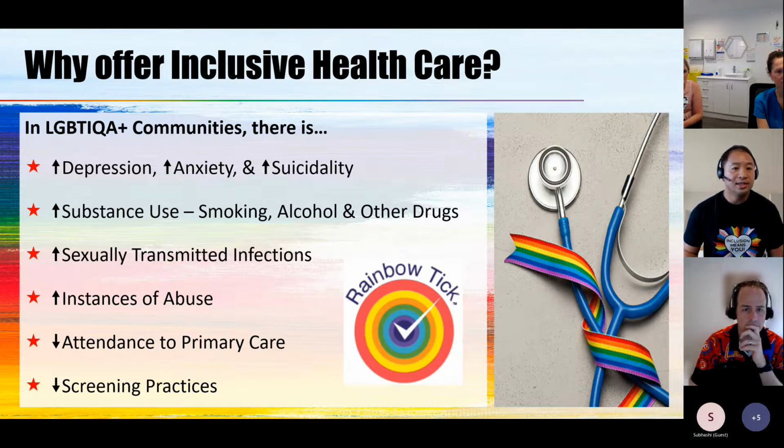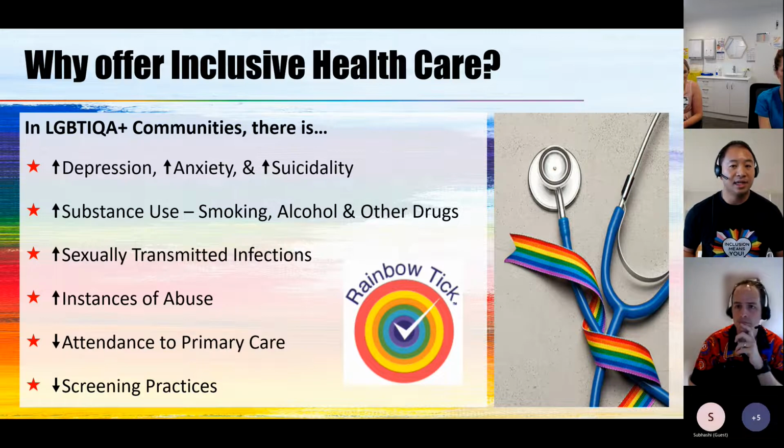So why offer gender inclusive healthcare? Well, as part of the Private Lives study in 2019, 39% of LGBTIQA+ people rated their health as fair or poor, compared to 14.7% of the general population.